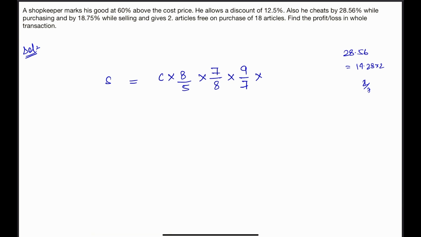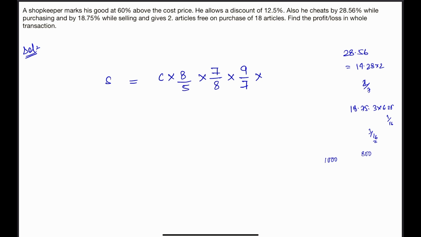He cheats by 18.75% while selling. So while purchasing he is getting something free of cost, but while selling, what is happening? 18.75 is 3 into 6.25. 6.25 is 1 by 16. So this is 3 by 16. While selling, suppose he has to sell 1000, let's just take any example. He is selling 800 only.